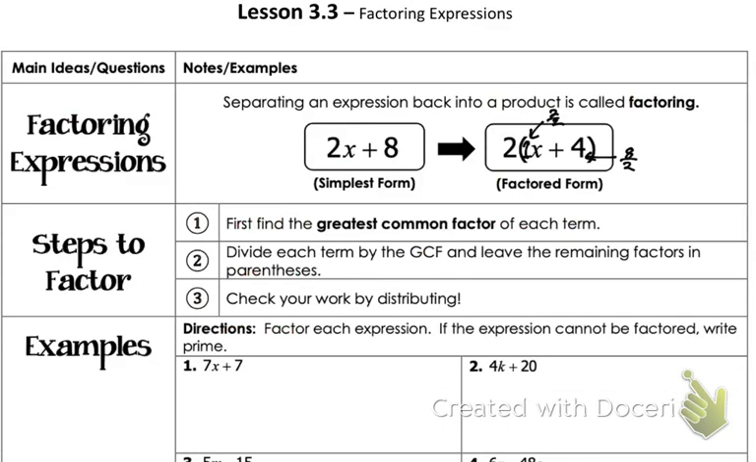If you remember, we had a rule. It said you had to pull out the greatest common factor, not just a common factor. It has to be the biggest number you can pull out of both of those. That means, what's the biggest number that goes into both of those?